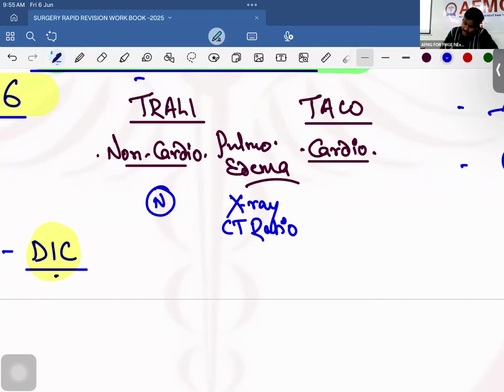TRALI. And more in which condition? TACO. So we know that the CT ratio is normal in cases of TRALI but increased in cases of TACO.